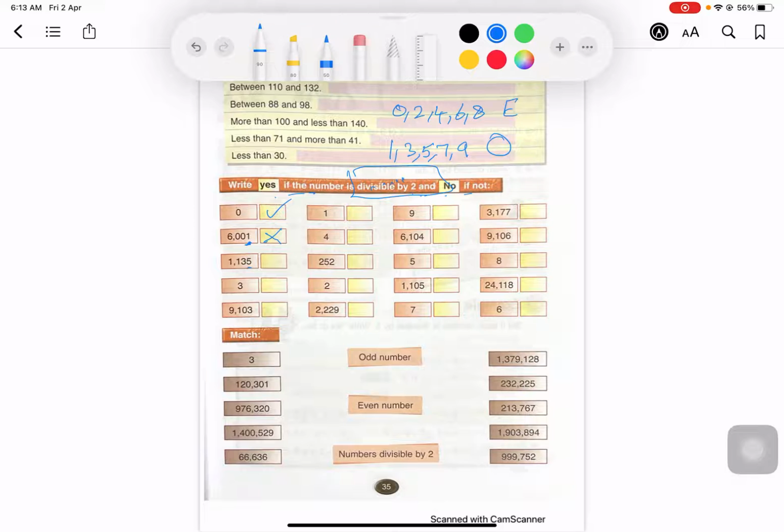Look here, 5. 5 is what? Odd. So it is not divisible by 2. The 3 also in the second group. So it is not divisible by 2. Here also the 3 in the ones place. Okay. So all of these numbers, they are not divisible by 2. Only 0 can be divided by 2. And the answer is 0, of course.